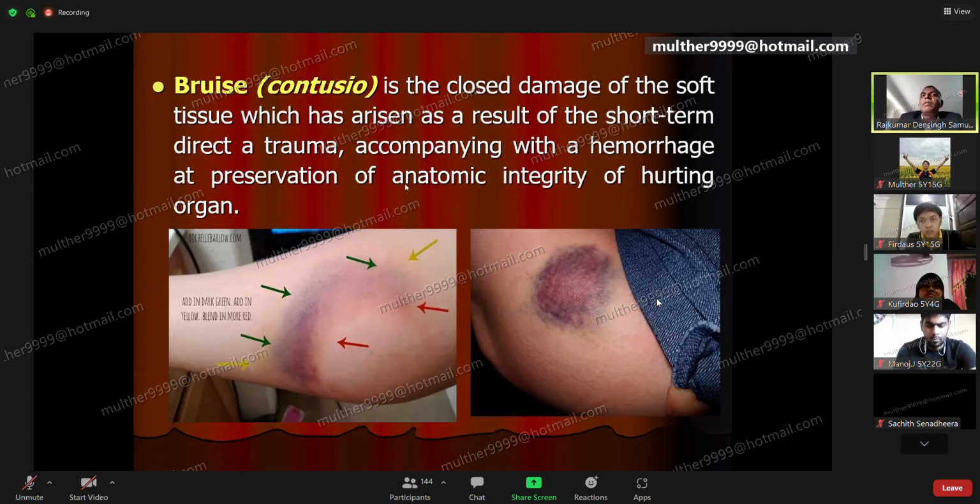It is accompanied by subcutaneous hemorrhage. There will be subcutaneous hemorrhage, and that is what you see, this redness. And there is no damage to the integrity of the hurt surface. So this is called a bruise.